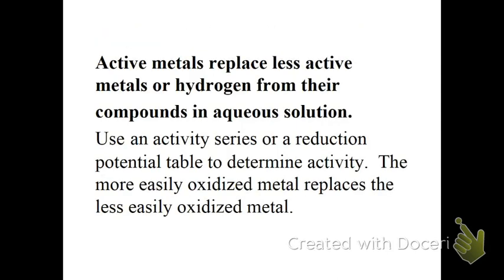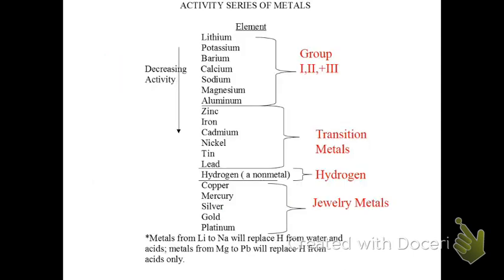Active metals replace less active metals. Okay, so lithium's at the top, platinum, gold, silver down at the bottom. Things that you would make jewelry out of, you want them to be not very active. We don't want our gold jewelry reacting with acid because we happen to be cleaning and we have vinegar or something. So hydrogen's kind of right there.